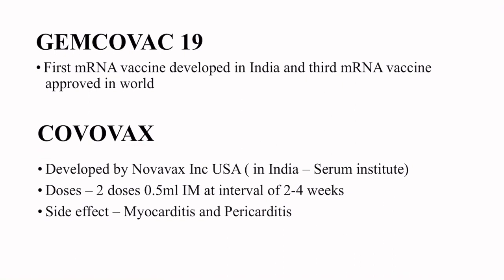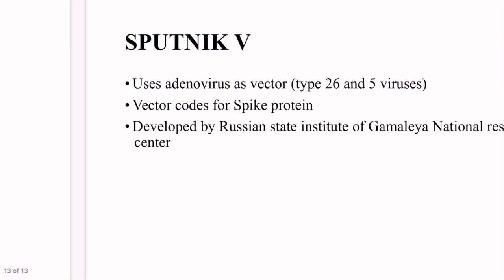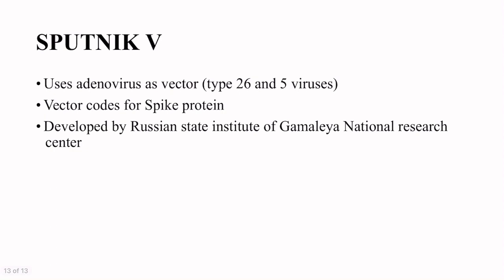Next is Covovax. It is developed by Novavax USA, and in India it is prepared by Serum Institute. The dose is the same. The side effect here to remember is myocarditis and pericarditis. Next is Sputnik V. It uses adenovirus as a vector, type 26 and 5. The vector codes for the spike protein again, and it was developed by the Russian State Institute of Gamaleya National Research Center.